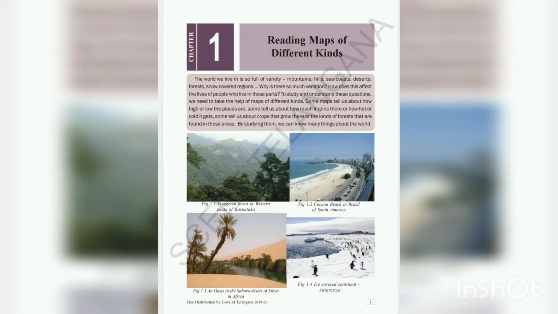What they have given in the textbook is reading maps of different kinds. They have given you what are the different things shown in a map. They have given some pictures down. These pictures, how you can represent them on a map so that anyone who sees the map will know about that particular place. So let us see first the definition that you have learnt in class 6th.